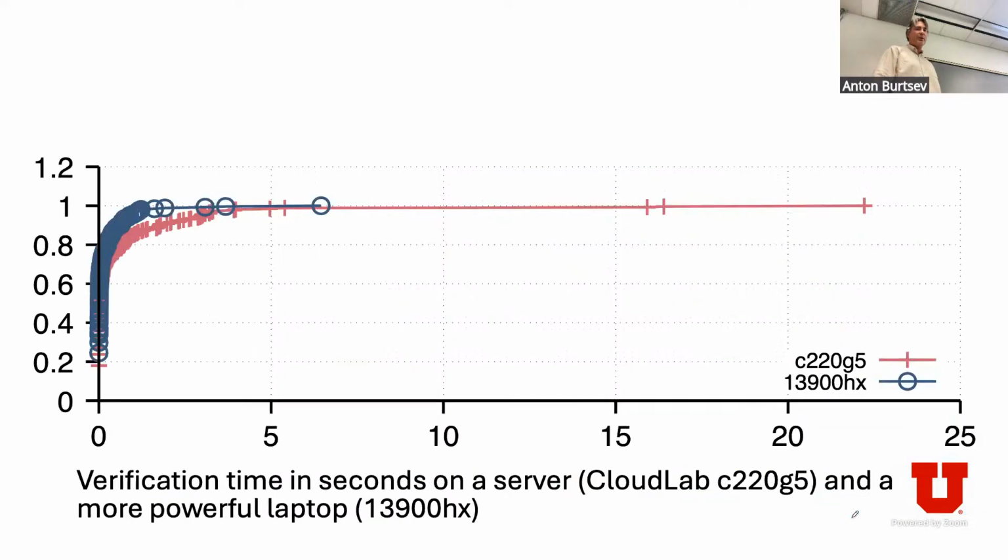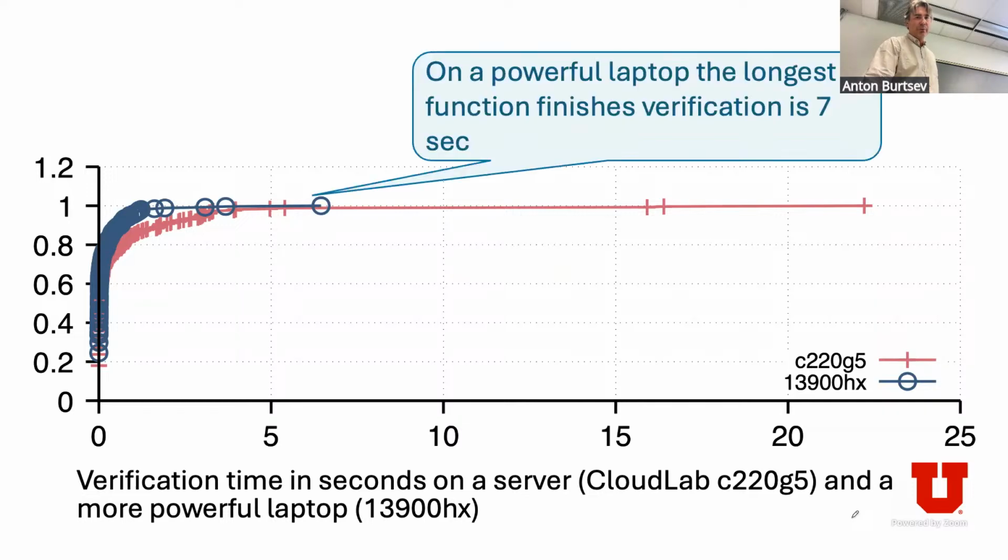And just to give you an example, there's a couple of metrics here. We verified the microkernel on 2 machines. The blue one is a powerful laptop. The red one is an older server in the Emulab data center. And on this fast one, verification of the longest function takes 7 seconds, which is remarkable because it's faster to run the theorem prover than to reboot and test your kernel, right?